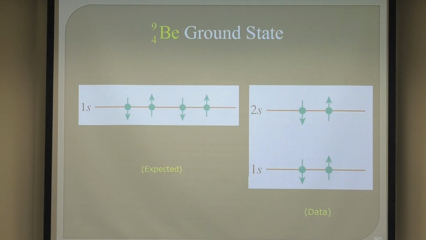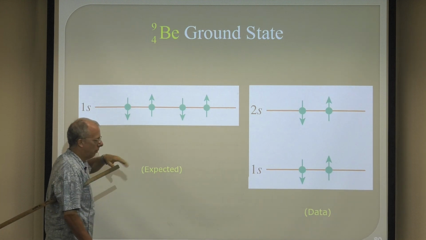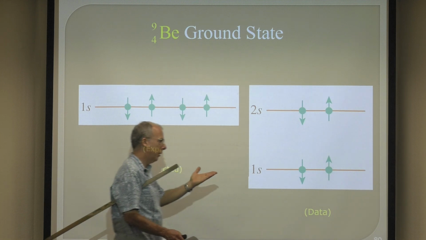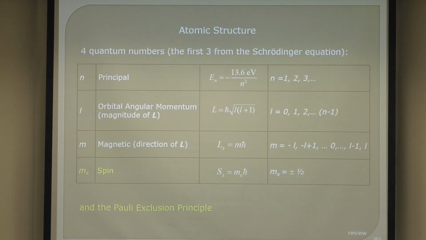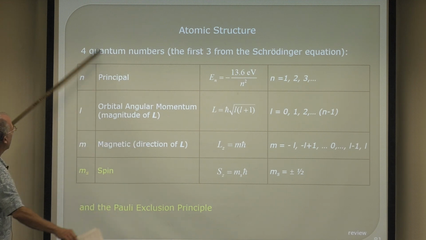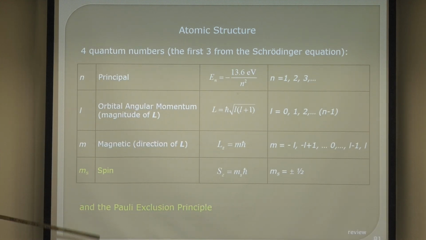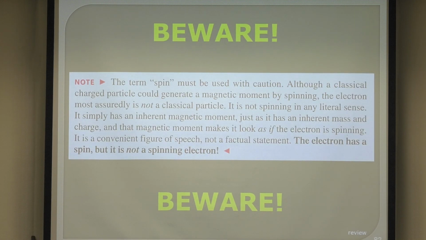And then Pauli came along. This would be the normal kind of expected thing. But they looked at the data, and Pauli said, look, what does this imply? It implies that you can't have electrons in the same quantum state. So that's the Pauli exclusion principle. So here's atomic structure: 4 quantum numbers, 3 from the Schrodinger equation, 1 from the Stern-Gerlach experiment. And then you have the Pauli exclusion principle, and that is everything there is to know about atomic structure.